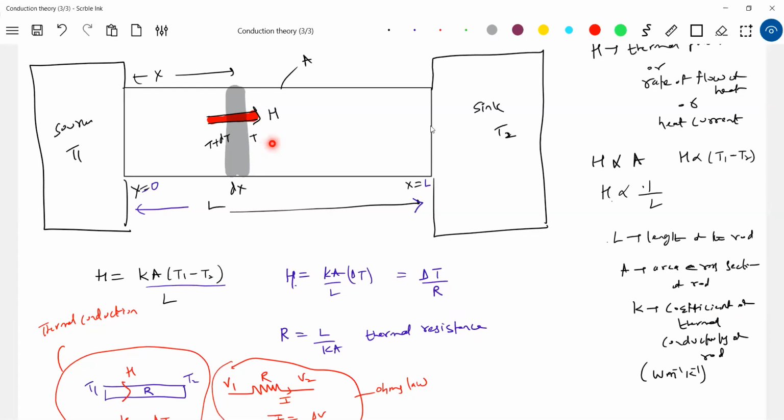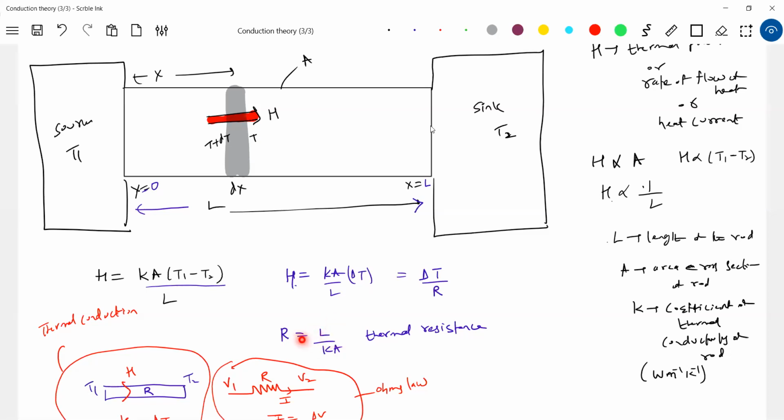What opposition? So what is this thermal resistance? How do you define it? It's a measure of opposition by the rod to the flow of heat. That is called thermal resistance. Because this rod, what happens? Will it permit the heat energy to pass through it easily? No. How much of that opposition? That's what I'm expressing here.